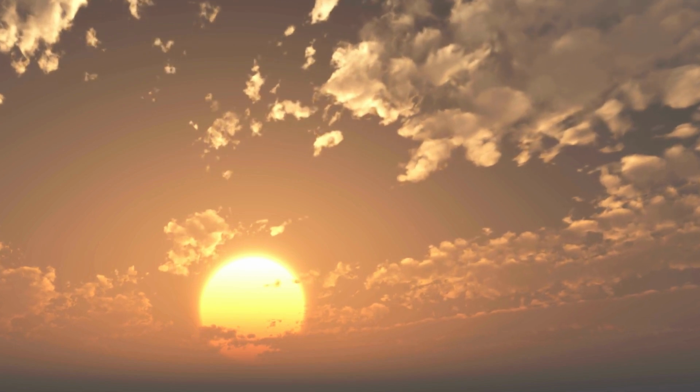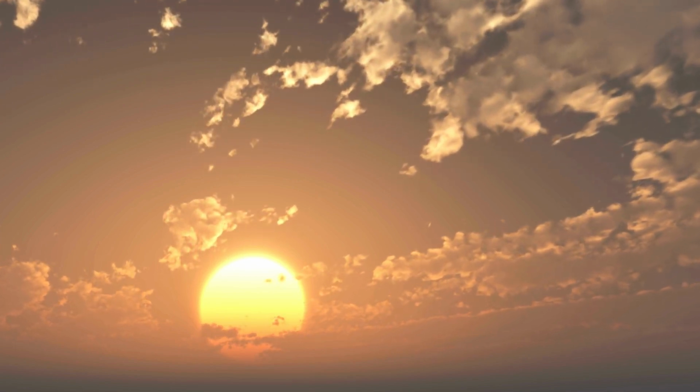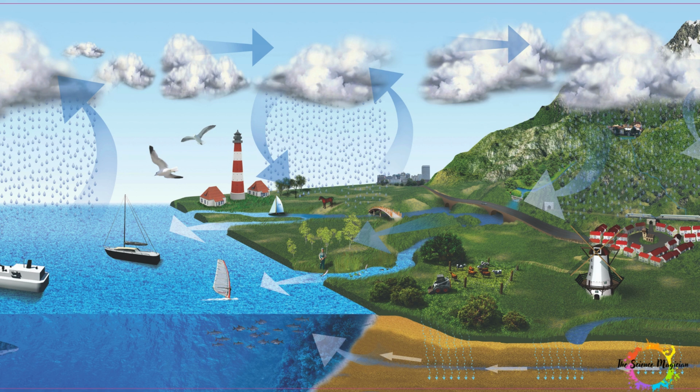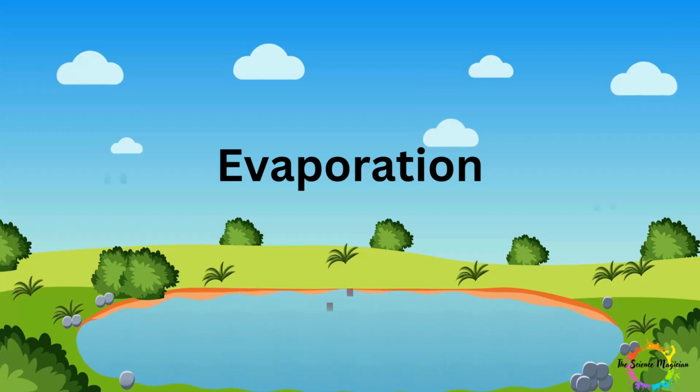When the sun heats up water in rivers, lakes, and oceans, the water turns into vapor and floats up into the sky. This is called evaporation.